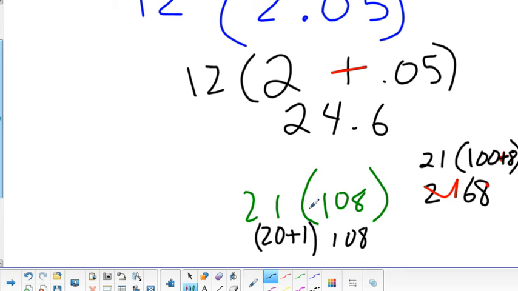I don't know if that one's any easier. This would be 108 times 20, which would be 2160, and then 108. That would be 2268, wouldn't it? Yeah. Anyway, 2268.